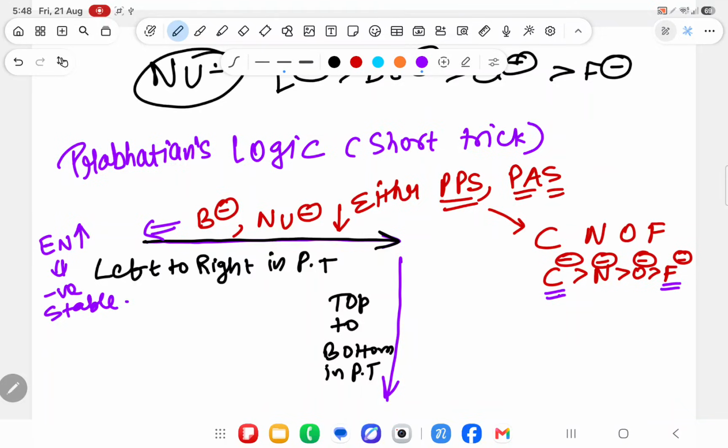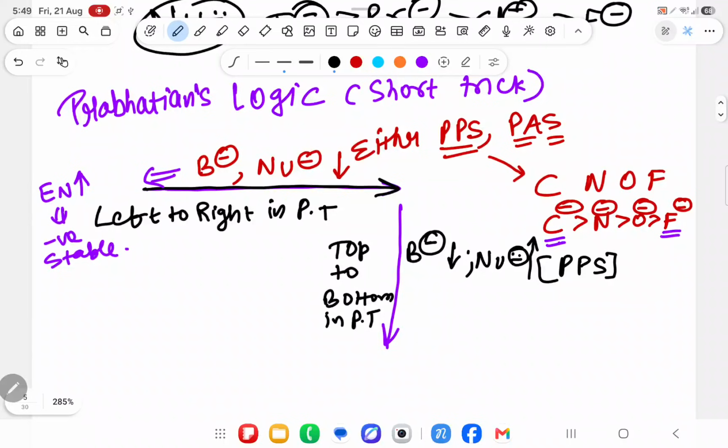Left to right in the periodic table, it always decreases, but top to bottom in the periodic table, base power will decrease and nucleophilicity will increase if polar protic solvent is there. If polar protic solvent, then base power decreases but nucleophilicity power increases top to bottom. And nucleophilicity power decreases when polar aprotic solvent is there.